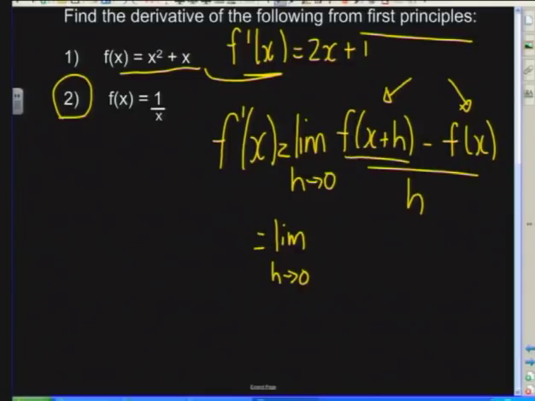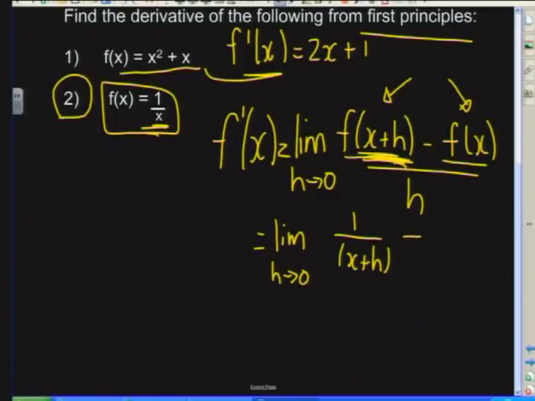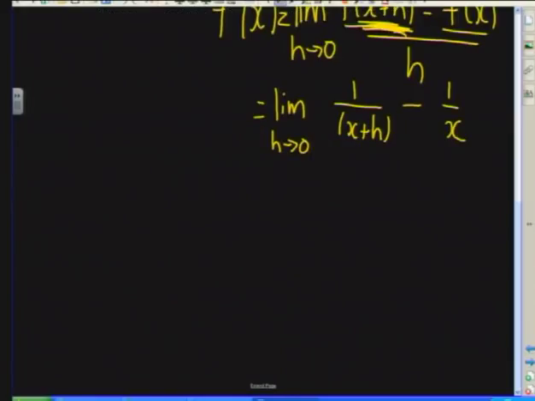Now for f of x plus h, it means wherever there's an x, and I'm doing question 2 here, so we find the derivative of 1 over x. So that means wherever there's an x, I need to put in x plus h. Okay, that's what f of x plus h means. So I'm going to get 1 over x plus h, because remember where there was an x, I'm putting in x plus h. All right, minus f of x. f of x is the original function, so the original function is 1 over x. And this is all over h.